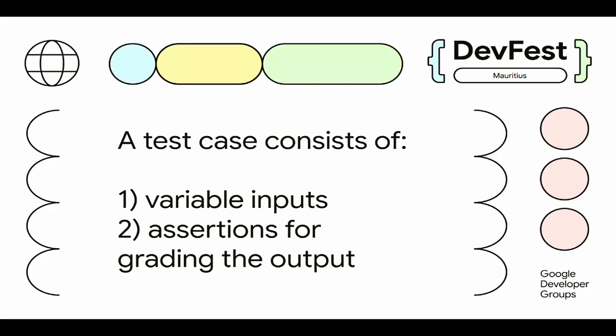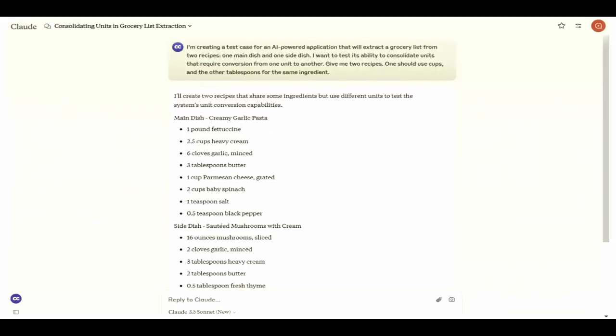So a test case consists of variable inputs and then assertions for grading the output. So we've got our models that we want to evaluate and our prompts that we want to evaluate. Now we need to create a test. So we've got to create inputs and we've got to create assertions that we'll use for grading.